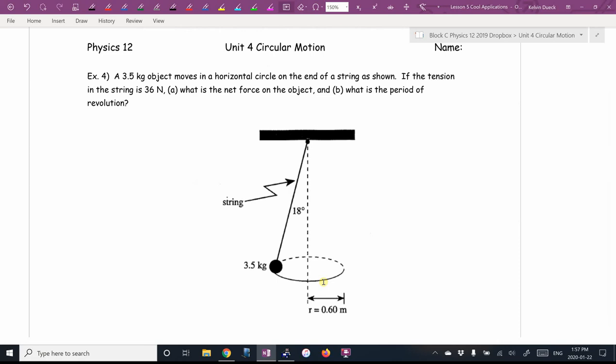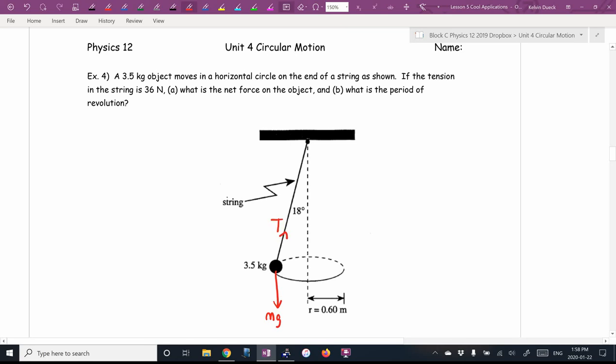Thomas, what's A want me to find? A net force. What's B want me to find? I think that's definitely a job for a free body diagram. Thomas, what are the forces acting on the 3.5 kilogram mass? Get the obvious one. What else?